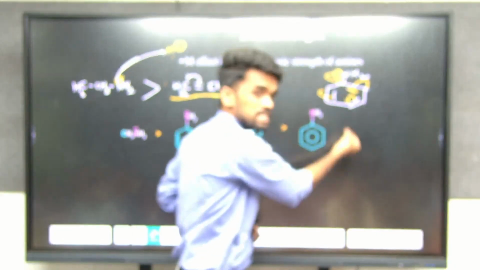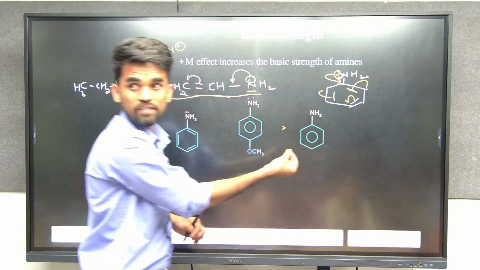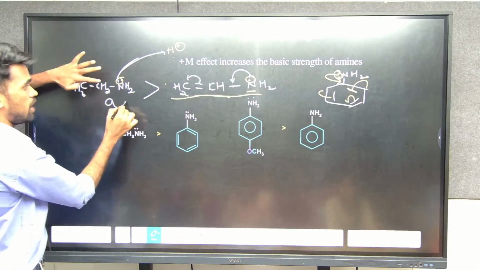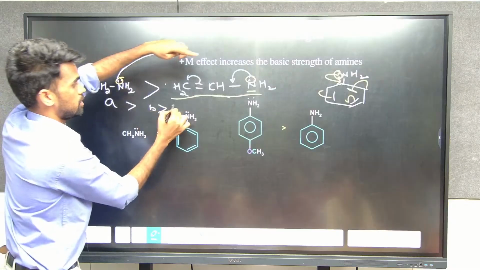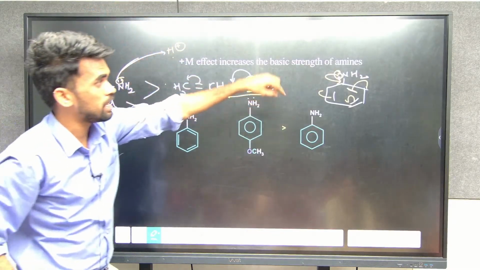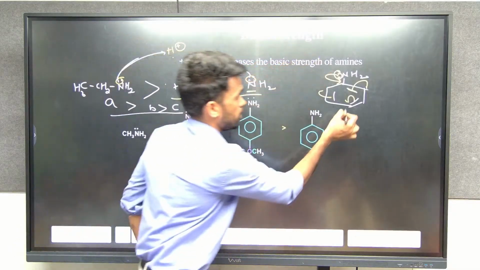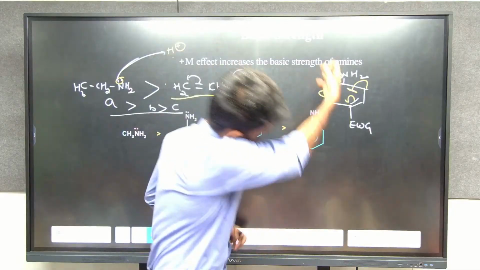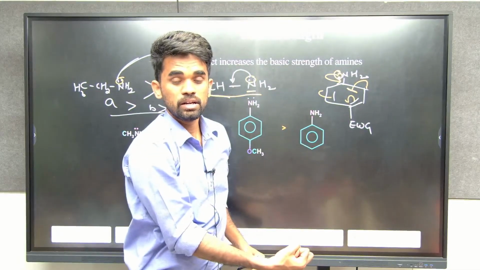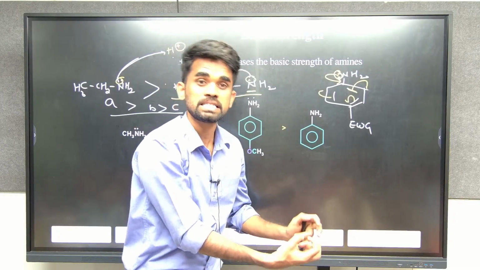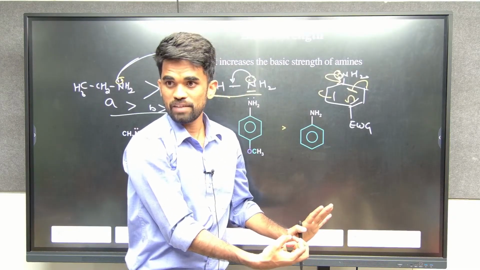So they are very less available to accept the proton. Who is more available now? Second one. First one. After that, B. C. Is this clear? Okay. Now, for this particular ring, I am inserting one electron withdrawing group. What it will do now? It further drags the electrons downside. Now, further less available to accept the proton. So I can say it is the very least. Is this clear, everyone? Okay.